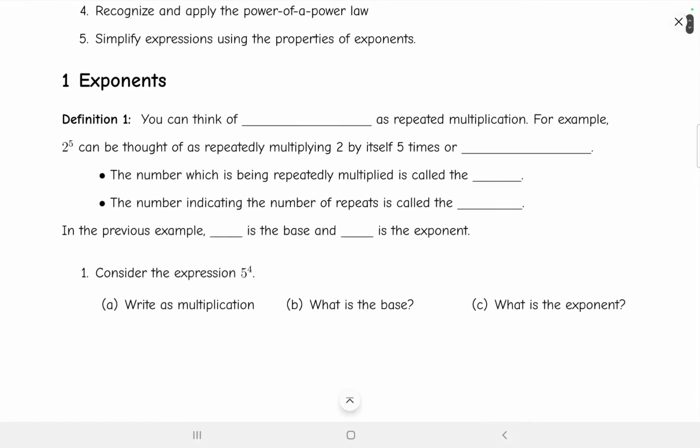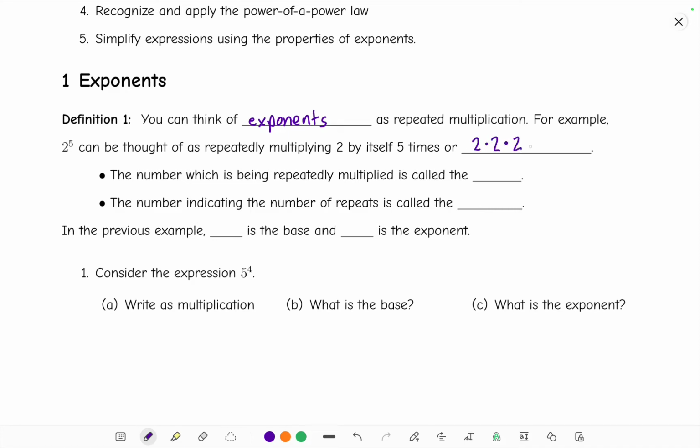Part 1, exponents. You can think of exponents as repeated multiplication. For example, 2 to the 5th power can be thought of as repeatedly multiplying 2 by itself 5 times, or 2 times 2 times 2 times 2 times 2.